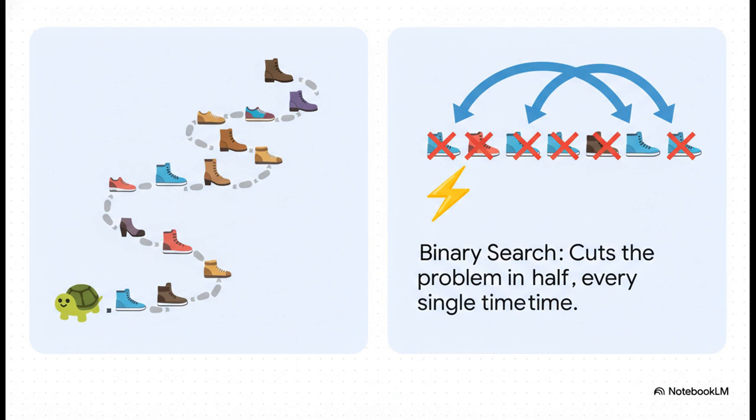But binary search is playing a completely different sport. It's just so much faster because it's not getting rid of one item at a time, it's getting rid of half of the remaining problem with every single step.